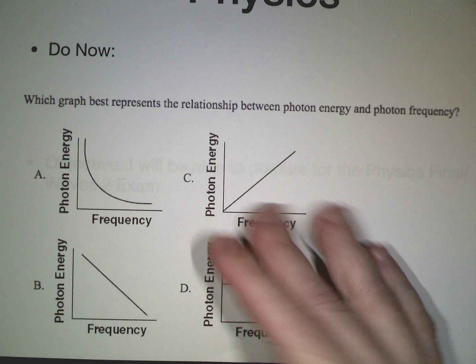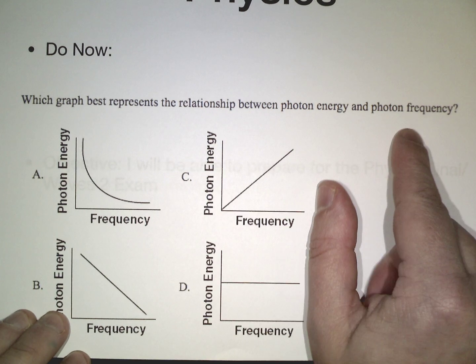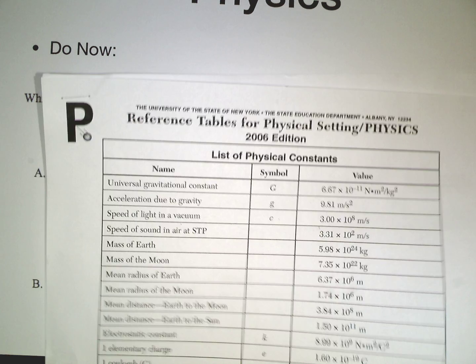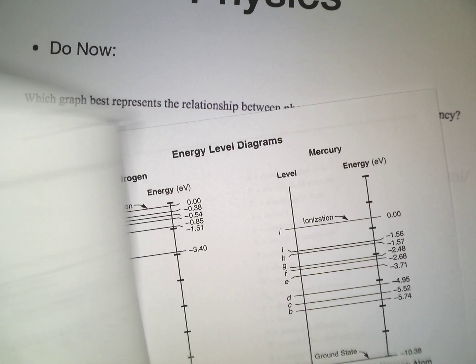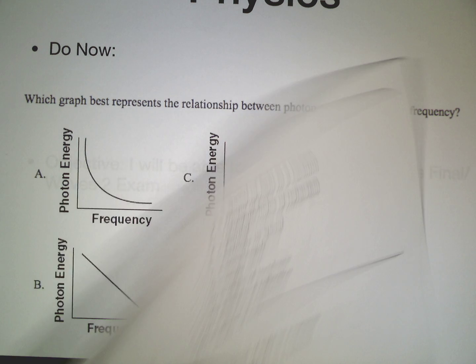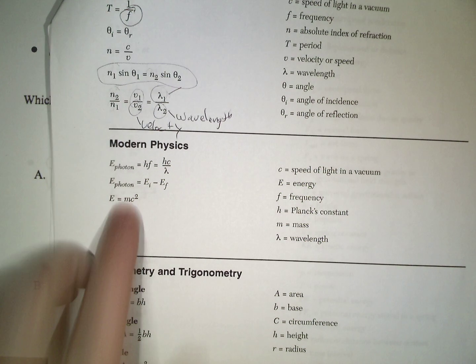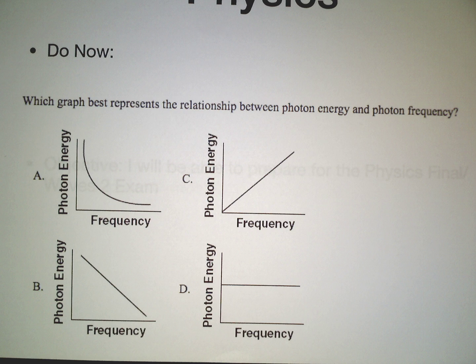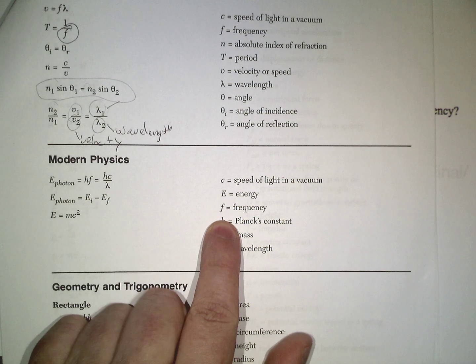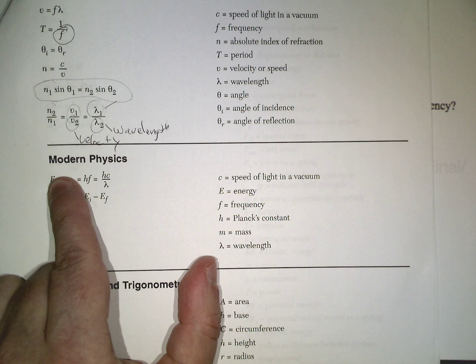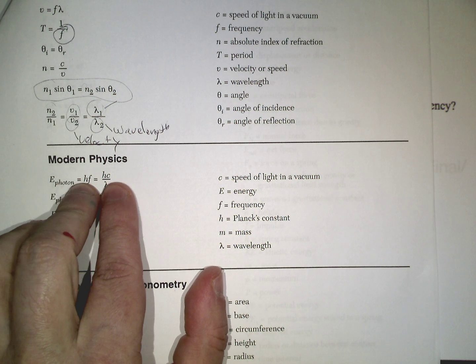Okay. So it says, which graph best represents the relationship between photon energy and photon frequency? Well, for this one, we're going to go to the modern physics section of the reference table, which is page 6, and it's in the middle. The energy of a photon and the frequency. Frequency is f, energy is big E.